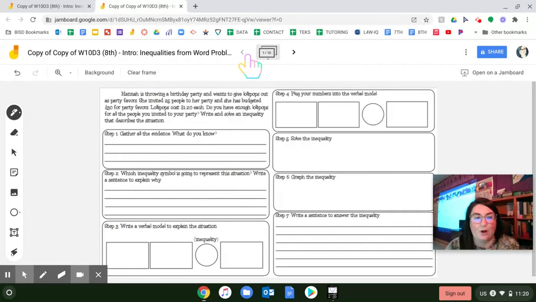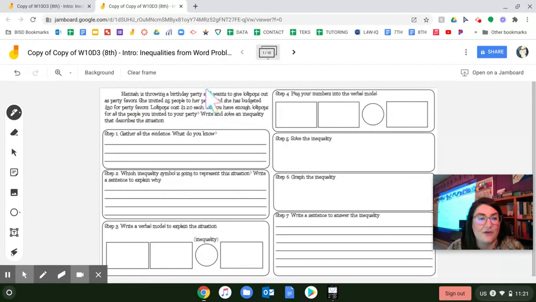In this first problem, we are going to work through this step by step, and that's what all of these boxes are for. It's just one problem, but we're going to break it down into steps. Step 1, gather all the evidence. What do you know? Let's go ahead and read through the problem.